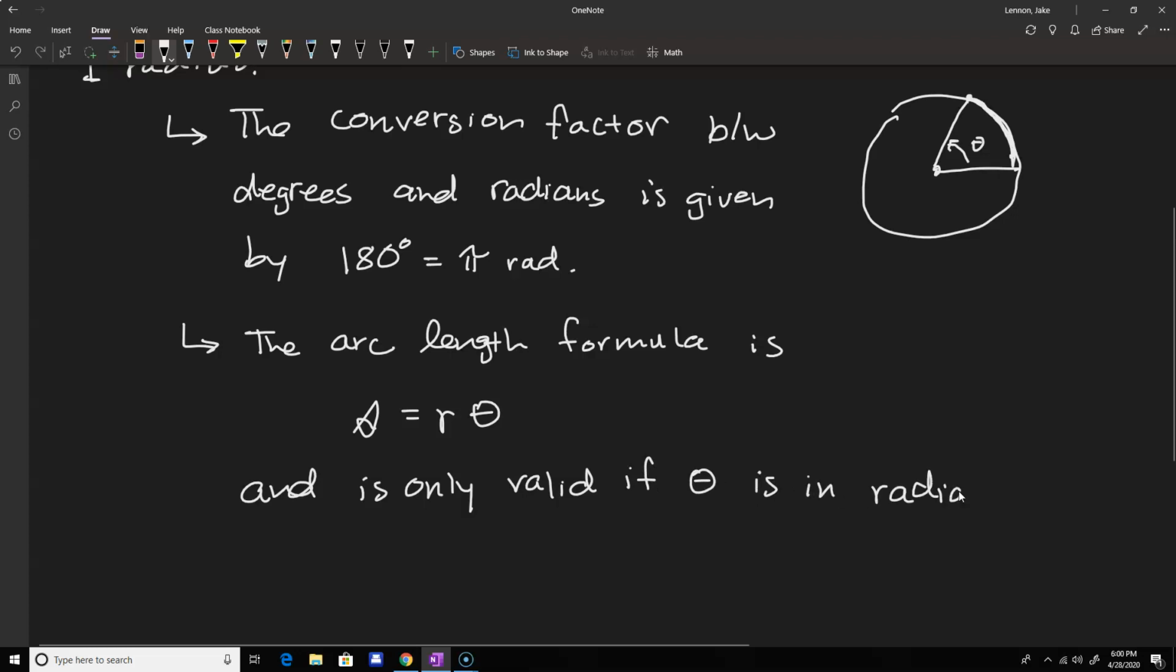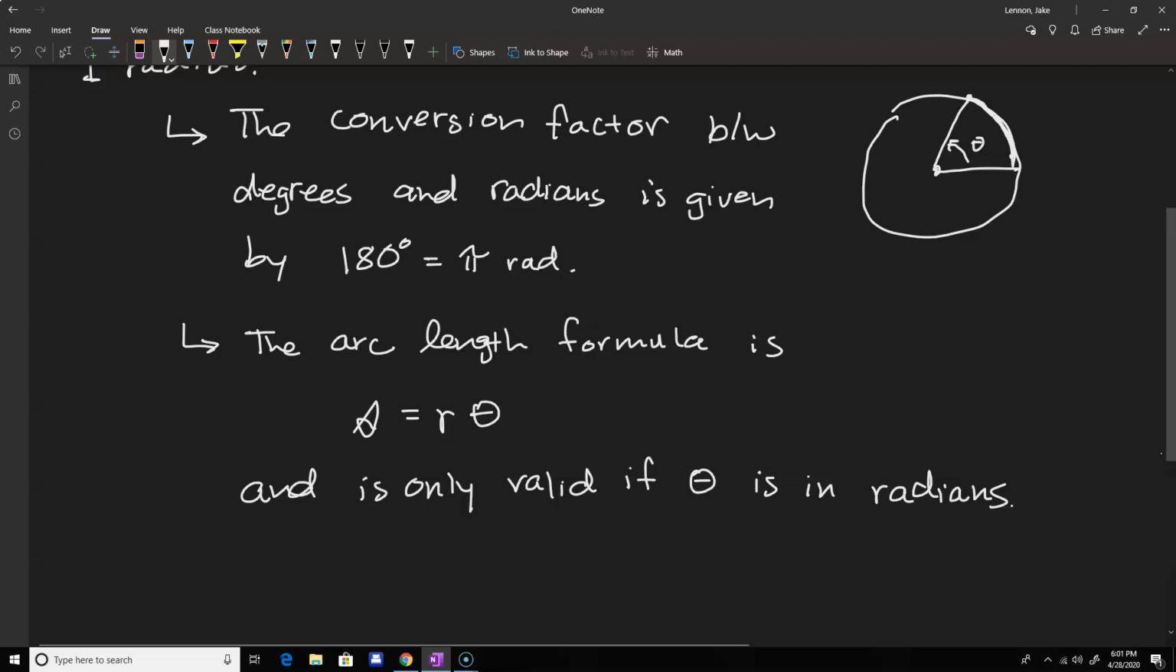So if you want to apply that formula, you can't have, say, a circle of radius 2 inches and an angle of 30 degrees and say, okay, well, 2 times 30, it's got to have an arc length of, what would that be? 2 times 30, 60 inches. That wouldn't make any sense. So if you want to use that formula, you first would have to convert your degrees to radians using the above conversion factor. Then you could apply the arc length formula.